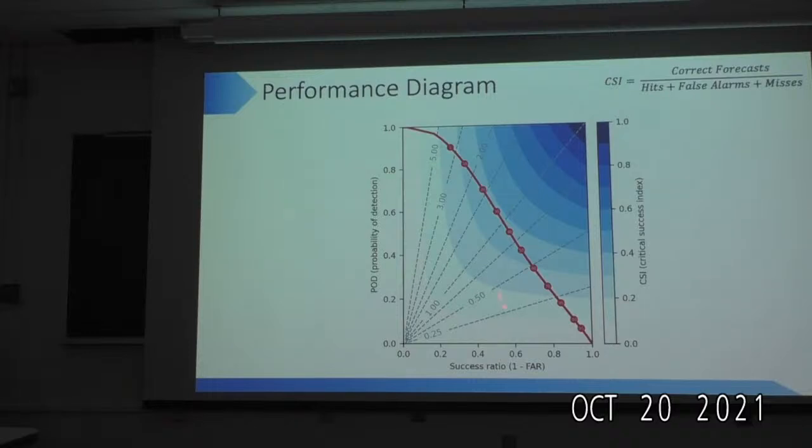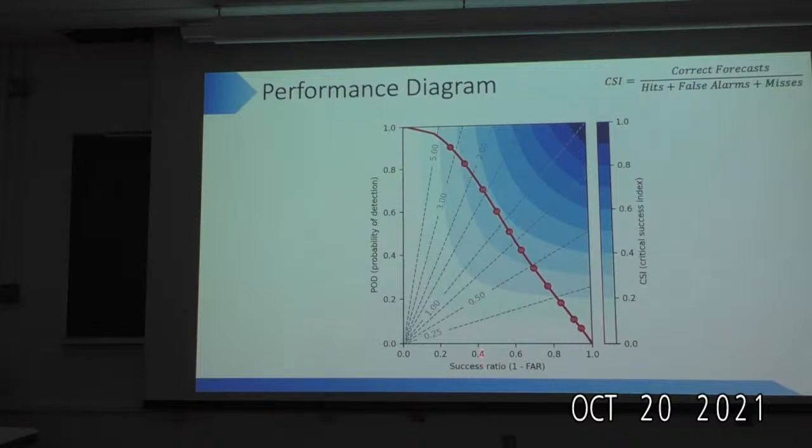To take a step back here, we have probability of detection again on the y-axis, success ratio on the x-axis. Success ratio is 1 minus FAR, FAR standing for false alarm ratio. This red line depicts our thresholds for our model. So this is a probability of 5%. This would be a probability of 40%, and on until a probability of 95%. So that's your probability of convective initiation and initiated convection.